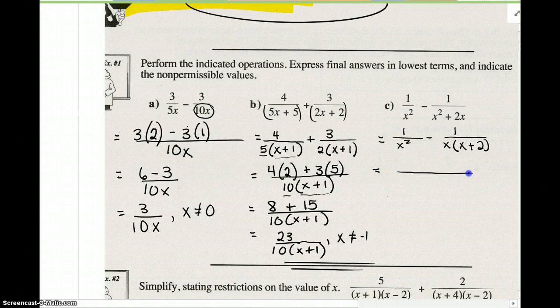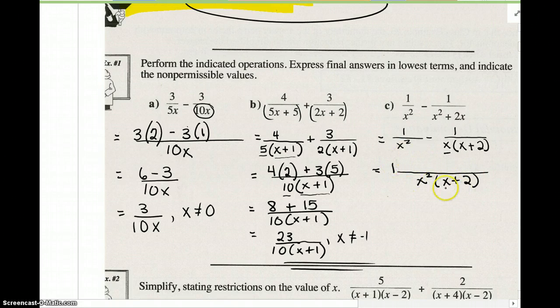Well, there's nothing common here except maybe the x. So I'll put an x squared here, and I will need an x plus 2. So I'm combining the two. I'm not including this x because that will be taken care of with the x squared. So when I do that, I put my 1 down.